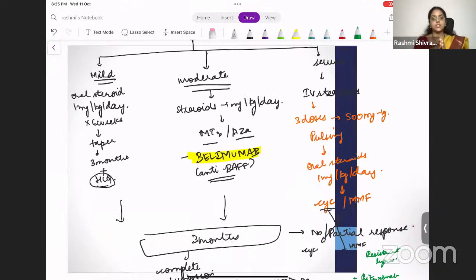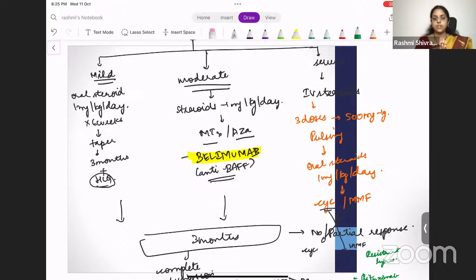So if it's a mild disease, you give oral steroids 1 milligram per kg per day for 6 weeks, then taper over 3 months. Along with that, you add HCQ also. In severe disease, you give IV pulse dosing of steroids, 500 milligrams or 1 gram based on the weight. Then you follow it with oral steroids 1 milligram per kg per day. You add cyclophosphamide or mycophenolate mofetil along with that.